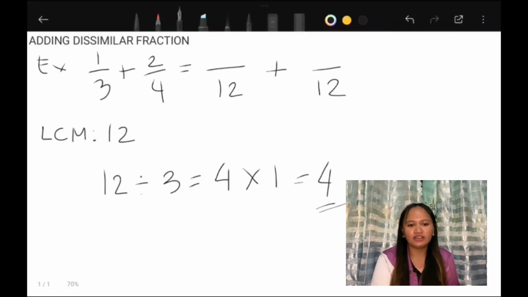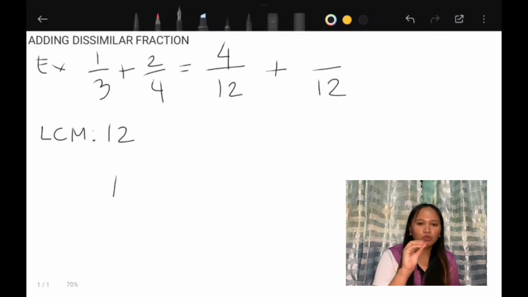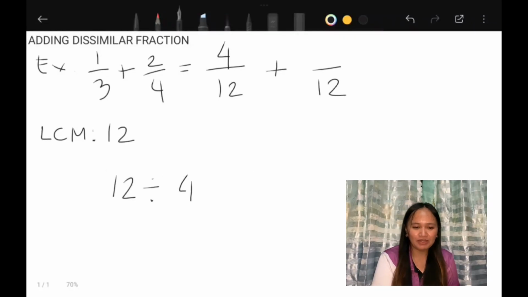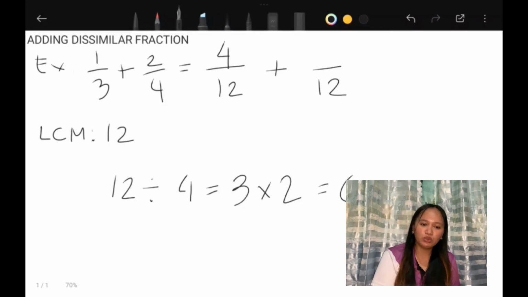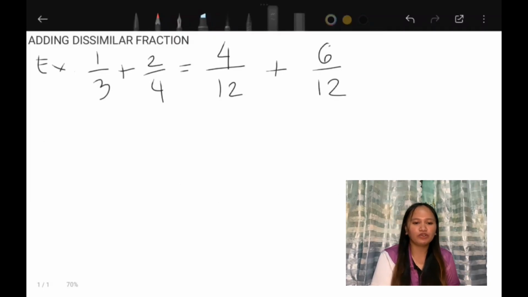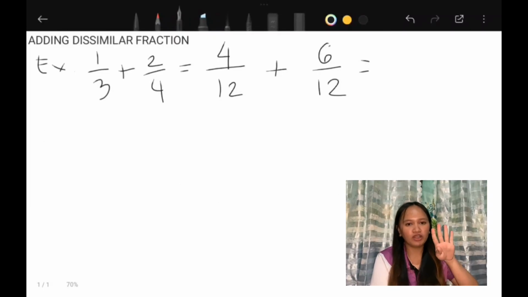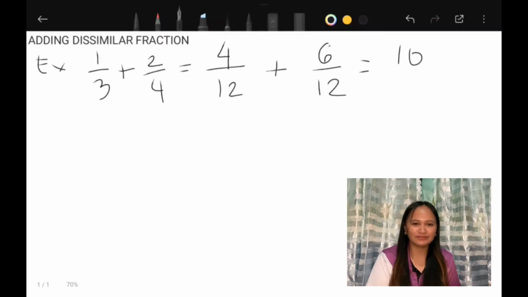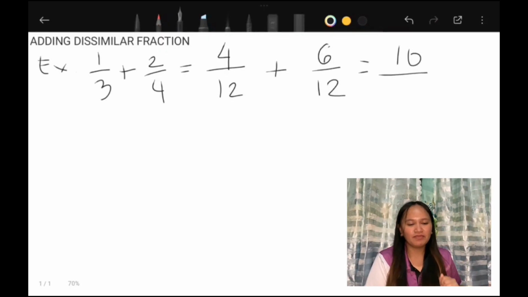And in order to get our second equivalent fraction, 12 divided by the second denominator, which is 4, then multiplied by the second numerator, which is 2. So 12 divided by 4 is 3, times 2 is 6. And then the third step, add the numerators of the converted fractions. So 4 plus 6 is equal to 10. The fourth step is keep the LCM. As we can see, they are similar fractions, so we just simply copy the denominators.